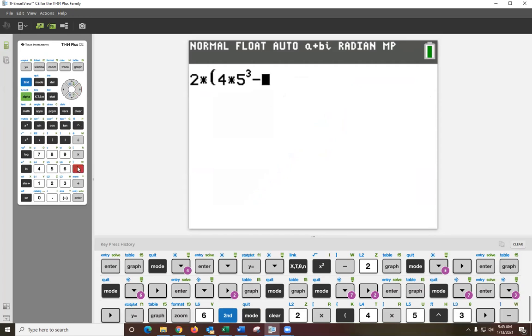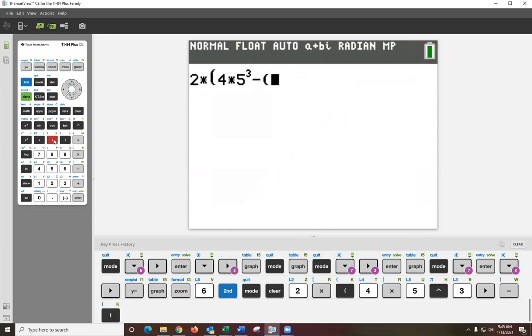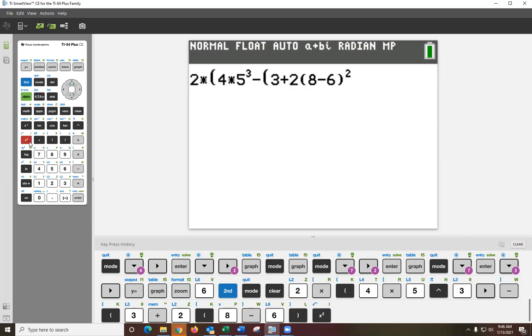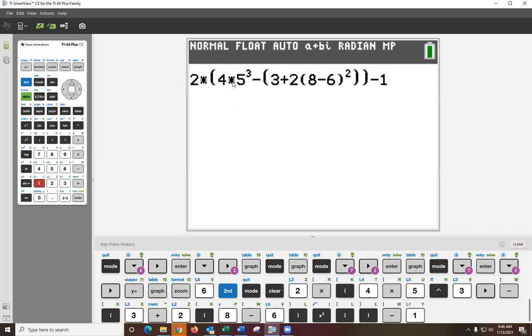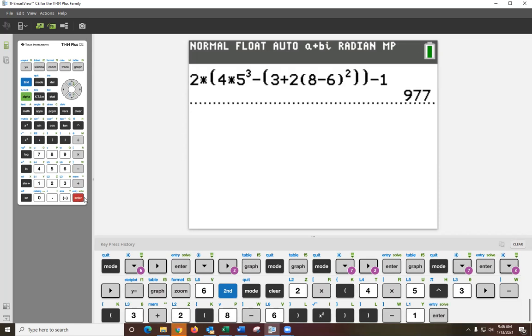Then use the right arrow to get out of the exponent. Then minus, and then there was a bracket that came next, so I'll do a parenthesis. And then 3 plus 2. Then there were parentheses, and 8 minus 6. And then I close off those innermost parentheses and square it. Then it says do a right bracket, so I'll do a right parenthesis. Then it says do a right brace, so I'll do a right parenthesis. And then minus 1. So you want to make sure all of your left parentheses, there's 3 of them, have a right parenthesis associated with it. Then I hit enter, and I get that.